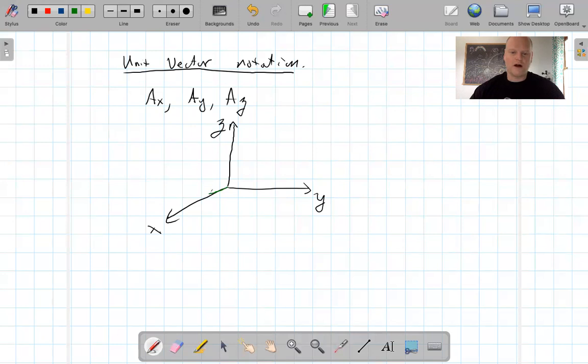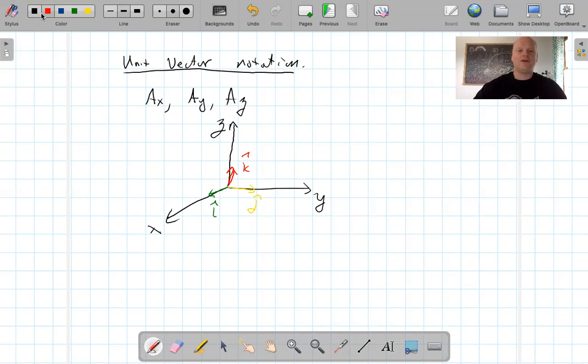vectors which point along the x-axis, which I'm going to call i hat, a vector which points along the y-axis, which is called j hat, and a vector which points along the z-axis, which is called k hat. Okay. So these vectors, what are known as unit vectors, specify the direction of our coordinate system. So the x-axis lies along the direction of i, the y-axis lies along the direction of j, the z-axis lies along the direction of k.